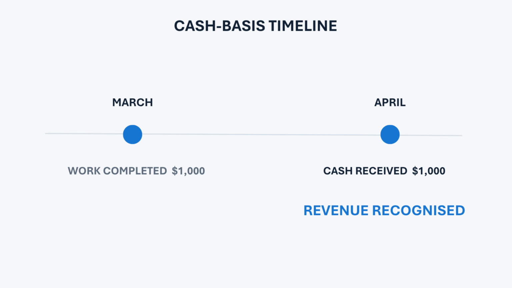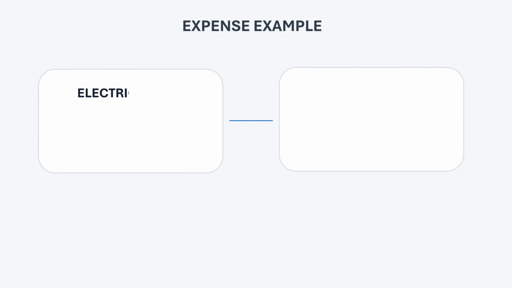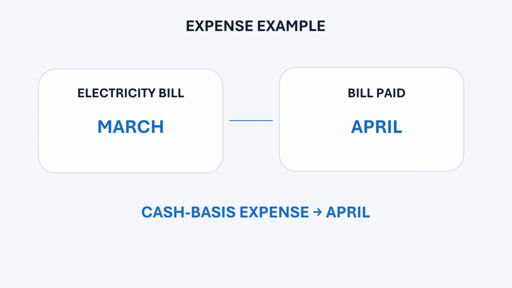Under cash accounting, the completion of the work isn't what triggers the recognition of the revenue. We move forward to April. That's when the customer actually pays us, and that's when the revenue is recognized under the cash basis. So with cash accounting, the accounting period can be driven by when the money moves, rather than when the underlying work takes place.